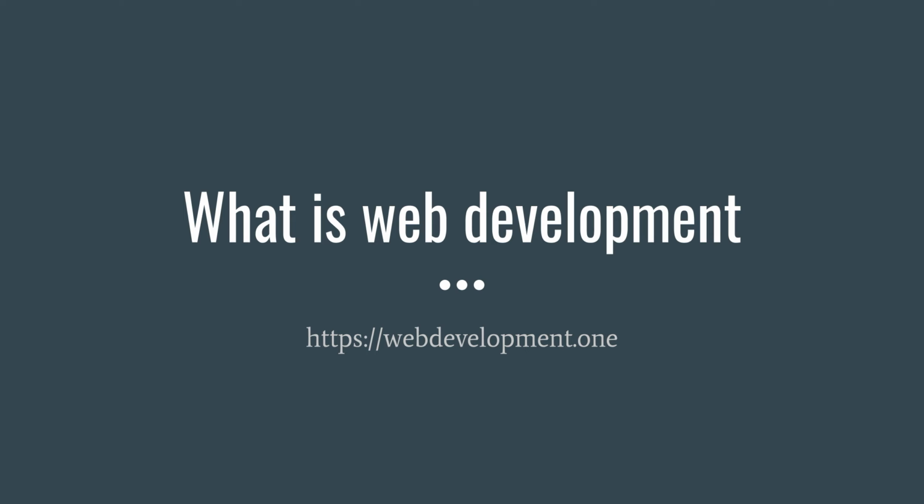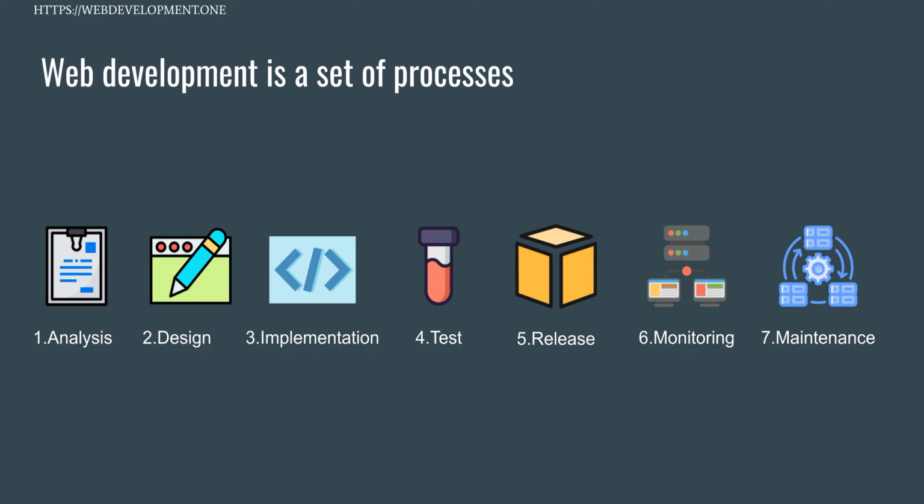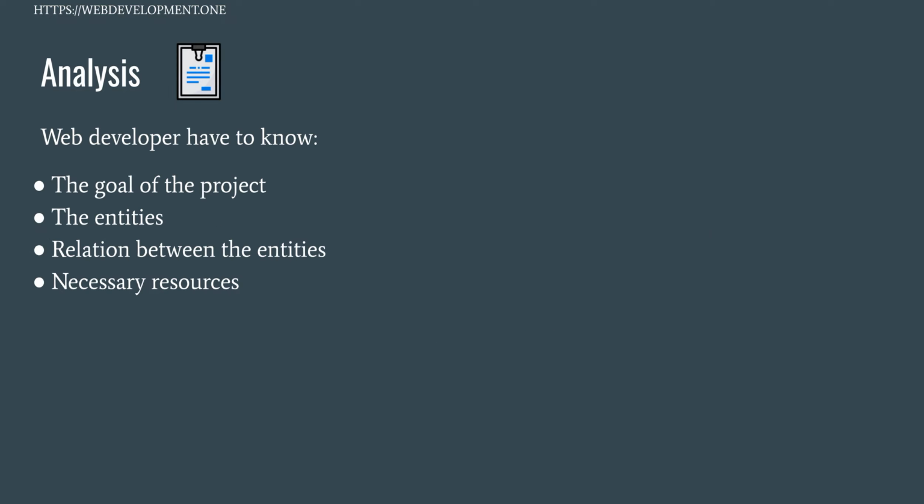What is web development? Web development consists of different processes followed by a web developer to create a web application. In general, the processes followed by a web developer are analysis, design, implementation, test, release, monitoring, and maintenance. A web developer usually doesn't follow each step of this set, but can use only some of them. Analysis is the starting point of web development.